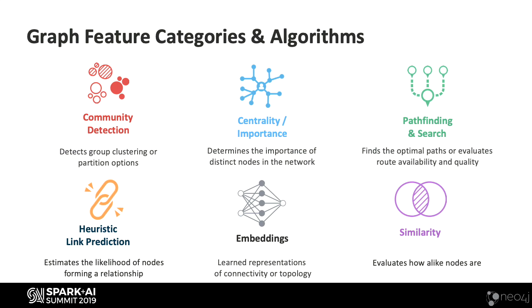You have similarity, which is basically saying, given a node in this graph, how similar is it to another node based on its connections? What are its neighbors? What are the relationships that it has? And then we have embeddings, and they're kind of that transition point between a graph algorithm and a deep learning approach. So this is a learned representation of the connectivity or topology of your graph, specific for a use case and specific for your graph.